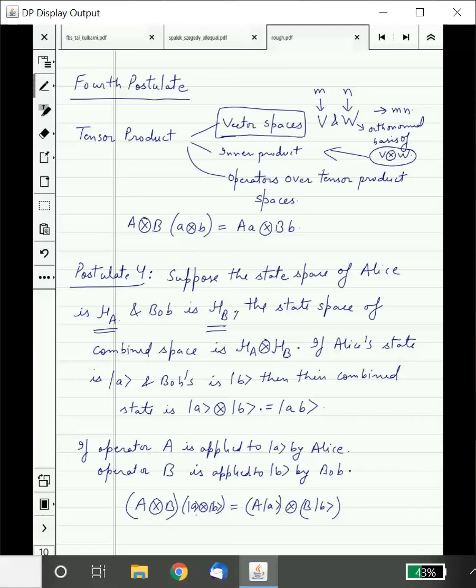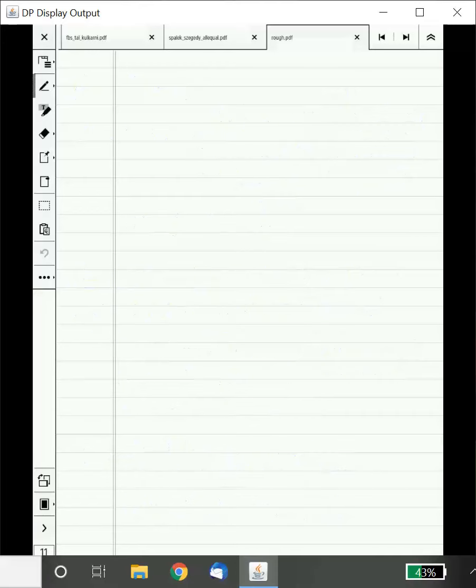A small matter about convention. Generally from context, it will be clear which system is which, in the sense that when I write A tensor B, it would be clear that this belongs to Alice, this belongs to Bob. If there are any confusions, then I use subscripts to get rid of that confusion. So if I write like this, sometimes it means that I'm applying A to my system 1 and B to system 2. But most of the time, it will be clear from the context when I write a tensor product.